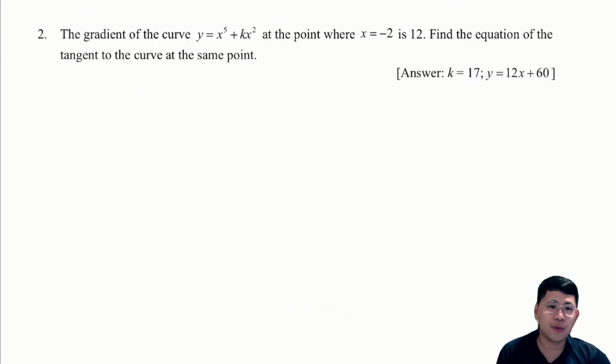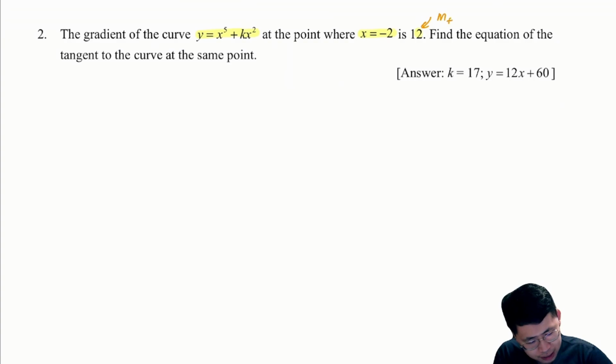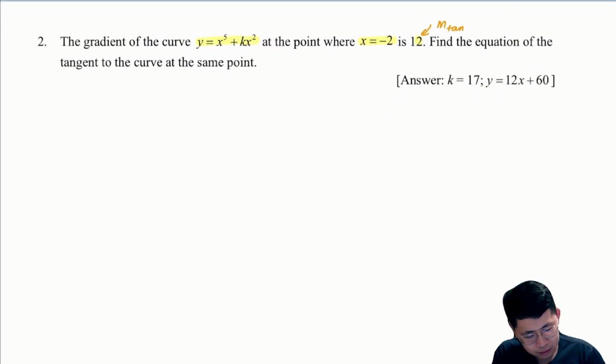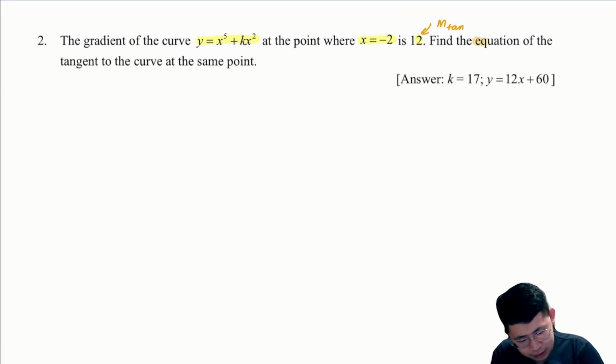Let us continue to question number 2. We have the gradient of the curve for this particular curve at the point where x equals to 2 is 12. This tells us that this 12 is the gradient of the tangent. What we need to find is the equation of the tangent to the curve at the same point.